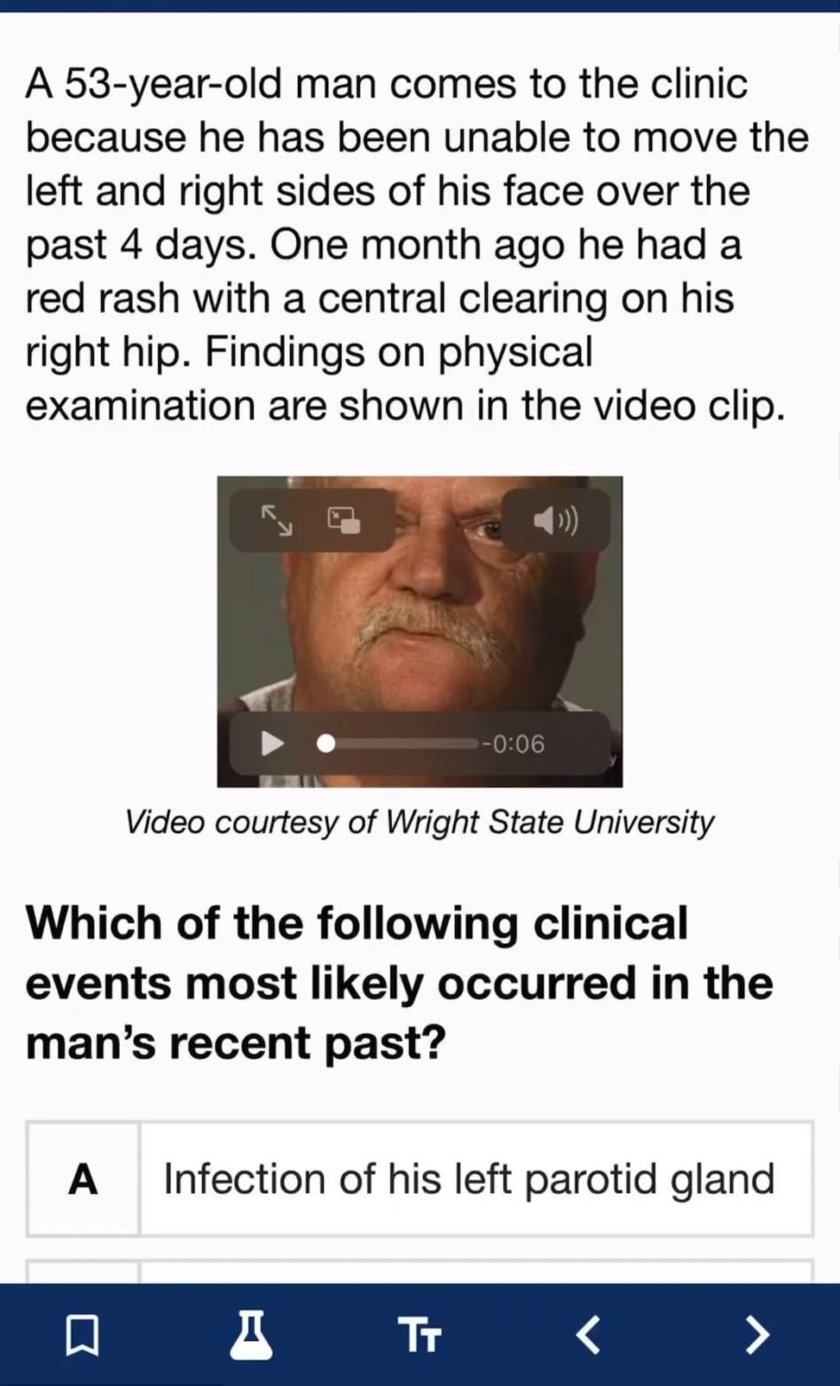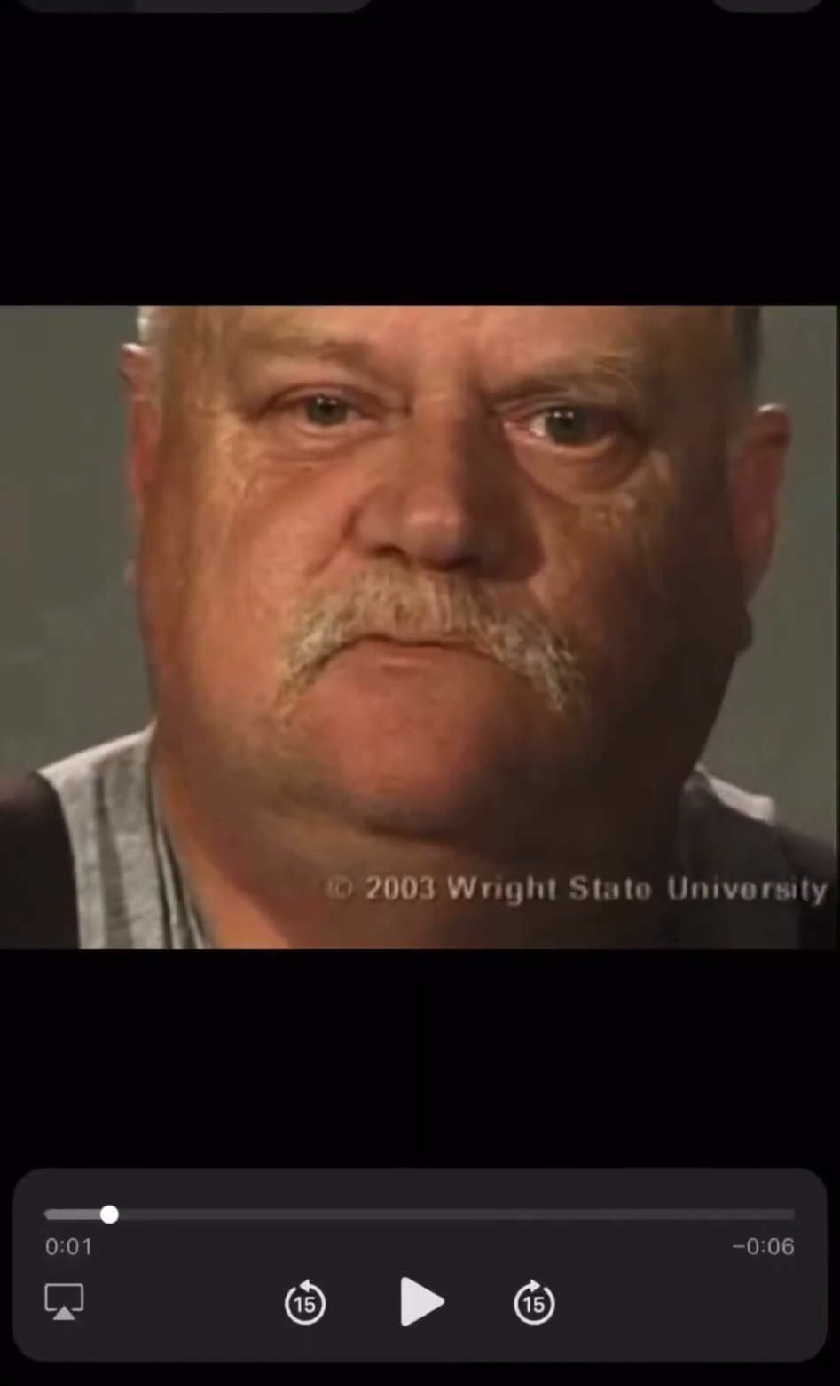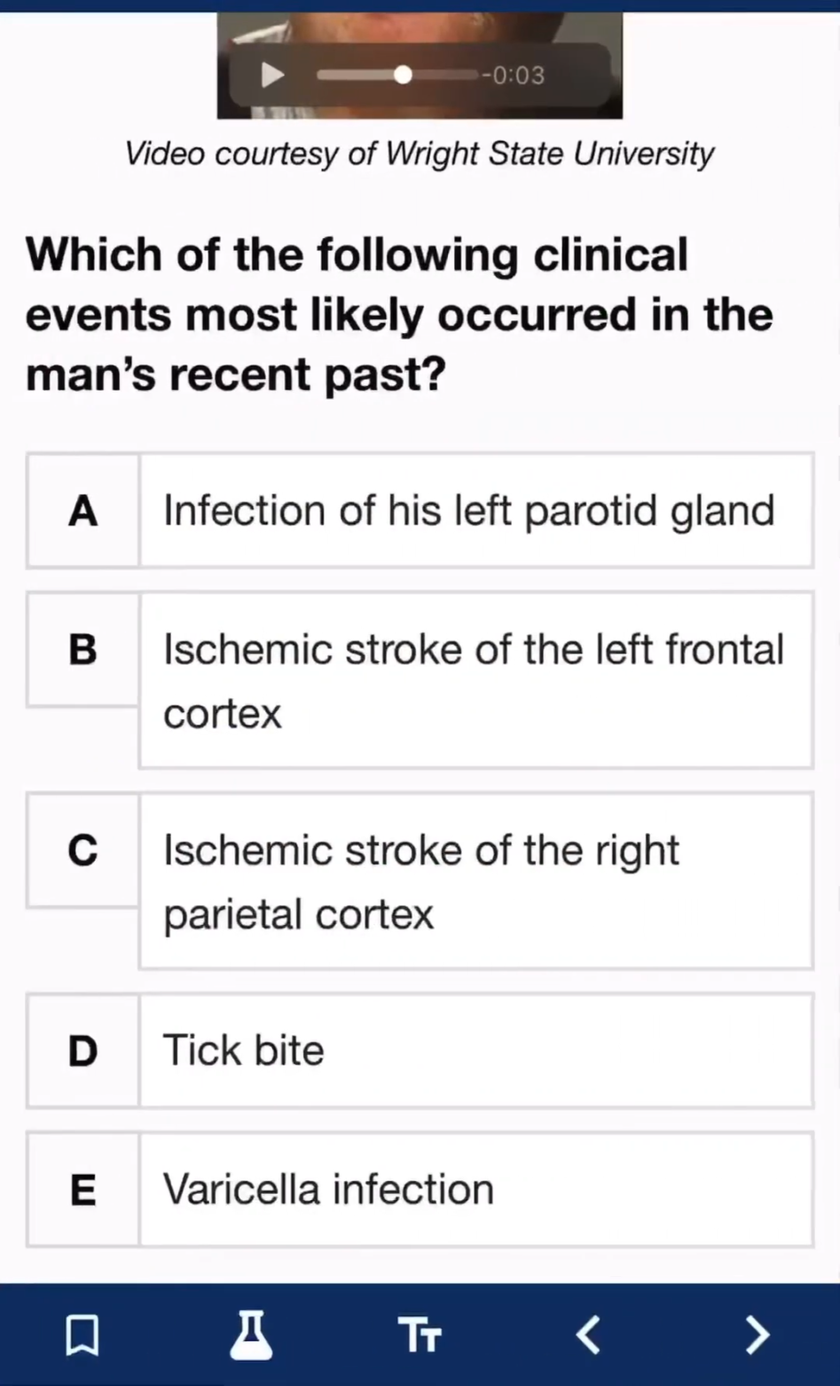When you look at this and you see the video attached to it, the facial expression is clearly Bell's palsy. So looking at this Bell's palsy, the answer here is going to be option D, a tick bite. Take notice, Borrelia burgdorferi, okay? It's a tick bite. You can find that around anybody who likes traveling or hiking in the woods around Colorado or wherever. It's quite different from Colorado tick fever, but that's also a tick bite, and this one is Lyme disease, Borrelia burgdorferi.